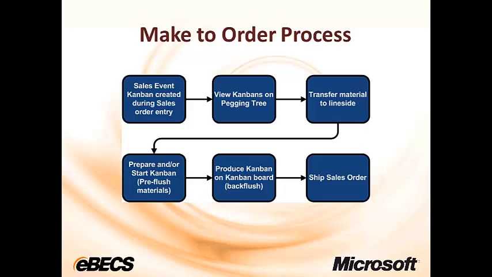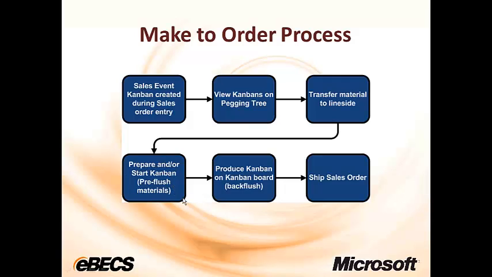We could also view the Kanbans on the pegging tree. So sales was able to look at a sales order line and see the status of the different Kanbans that are supplying this particular order, where we are at on them, the make-to-order components. We're able to transfer material to the line side. We did not talk about that. We'll talk about that shortly.